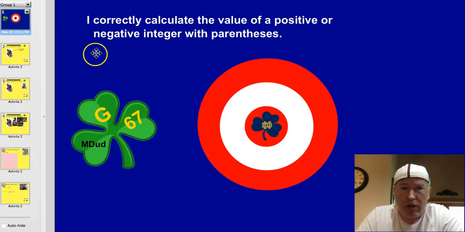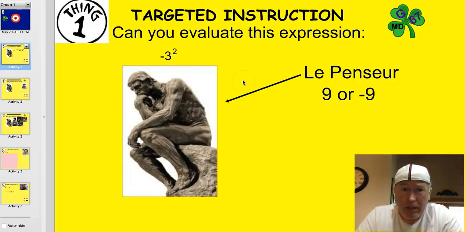Tonight officially our target is: I can correctly calculate the value of a positive or negative integer with parentheses. It gets messy at times, so let's get messy. Let's do this thing. All right. It really boils down to a couple of things. Well, here's thing one. Can you evaluate this expression?